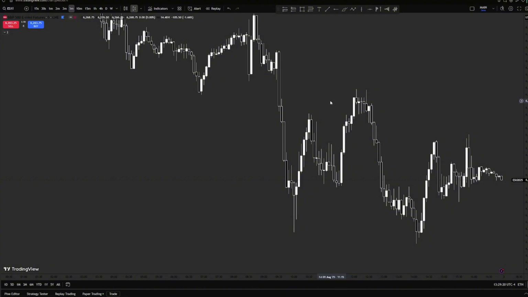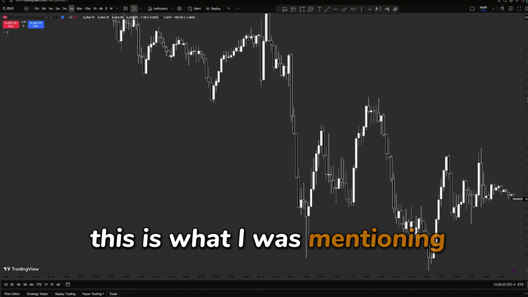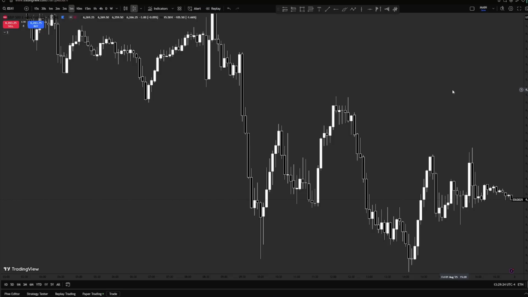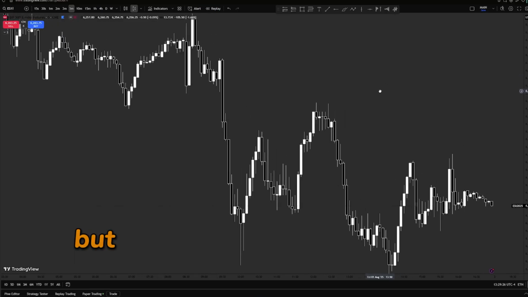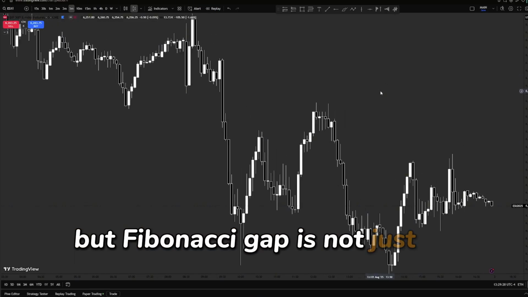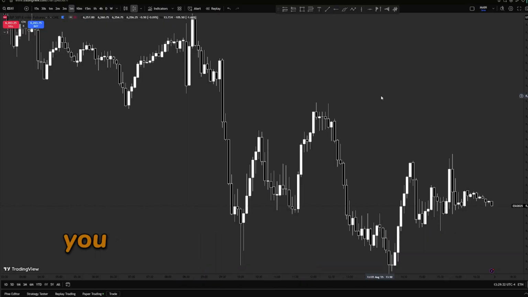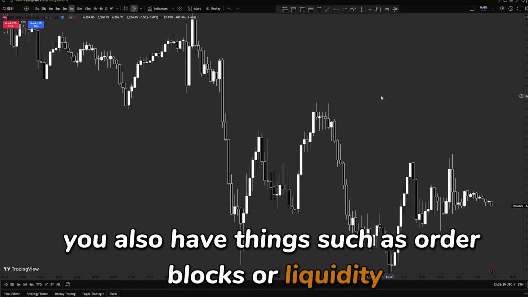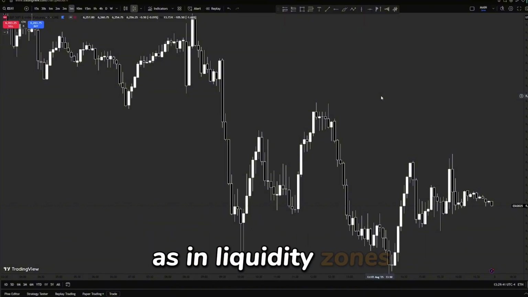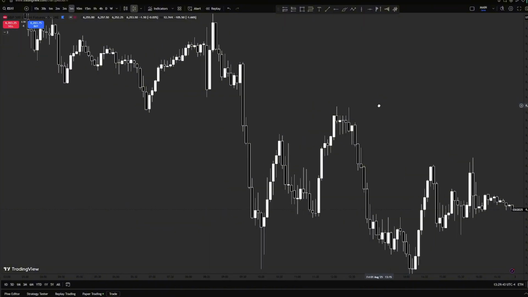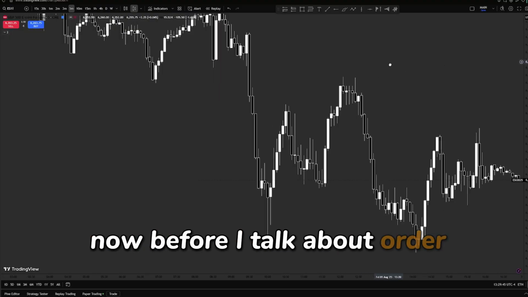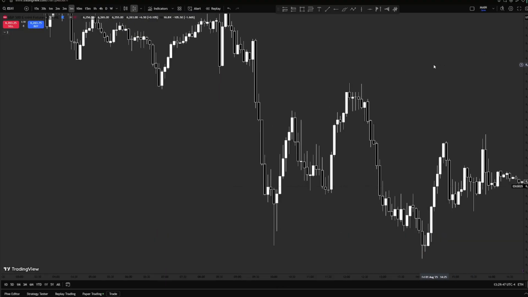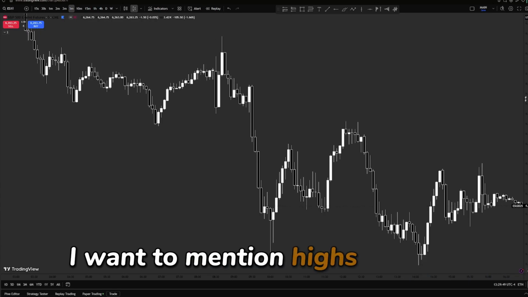This is what I was mentioning earlier. Fair value gap is not the only type of PD array. You also have things such as order blocks or liquidity, as in liquidity zones. Now, before I talk about order blocks or liquidity zones, I want to mention highs and lows.